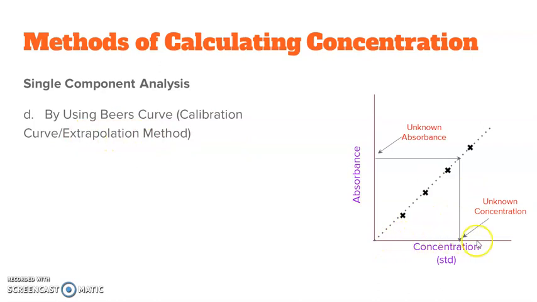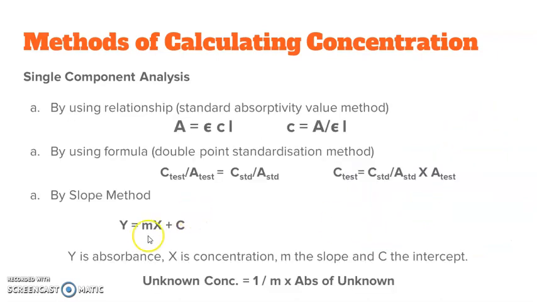We prepare the standard concentrations as I was mentioning previously: 2 microgram, 4 microgram, 6, 8, 10, 12. We call this particular plot the calibration curve. And once we have this calibration curve, as I have mentioned previously, we can calculate the slope. And if we have the slope, we can calculate the concentration of the unknown by this method.